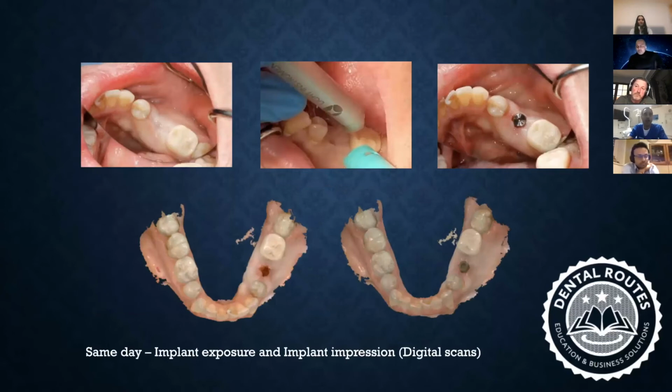As a routine, I am now able to do second stage surgery, which is the implant exposure, and implant impressions. In my case, I've done digital scans on the same day due to good hemostasis and predictable soft tissue healing. I'm not worried about soft tissue recession. I've also noticed improved rate of osseointegration, and this is going to be one of my thesis topics. My post-surgical review appointments have become fewer because of the rate of healing.